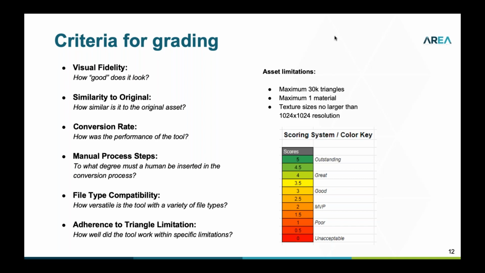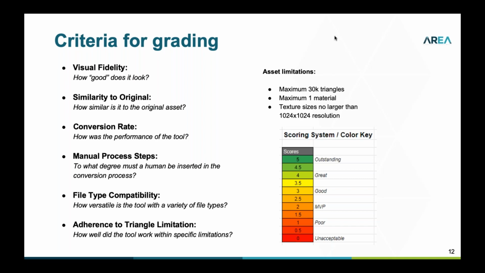And then I have an adherence to triangle limitation. So with these assets, I set an ambitious goal of converting down to 30,000 triangles, sticking with one material, and using textures that were no bigger than 1024. And so this was just measuring how well it was able to work within that limitation. And actually all the tools did work pretty well with it. But that's essentially how I graded everything.